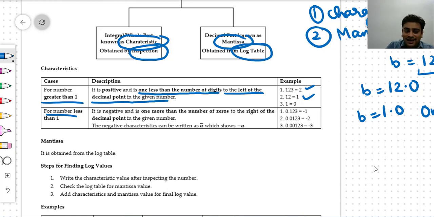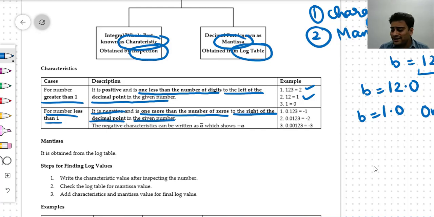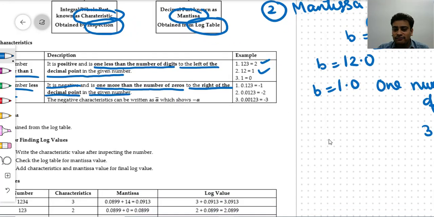For a number less than 1, the log value will be negative. We know that, and that is why my characteristic will also be negative. You have to remember that, because we know the log value will be negative between 0 and 1, and that is why my characteristic will also be negative, right? So this is the first thing. And the second thing is it is 1 more than the number of zeros to the right of the decimal point in the given number.